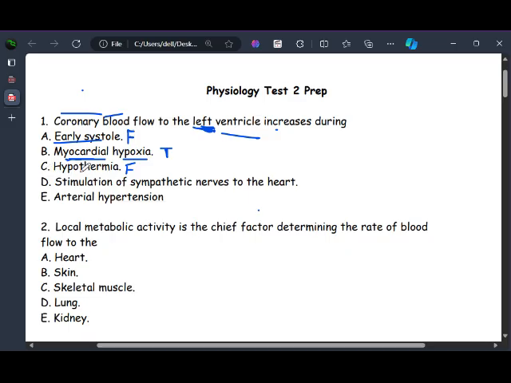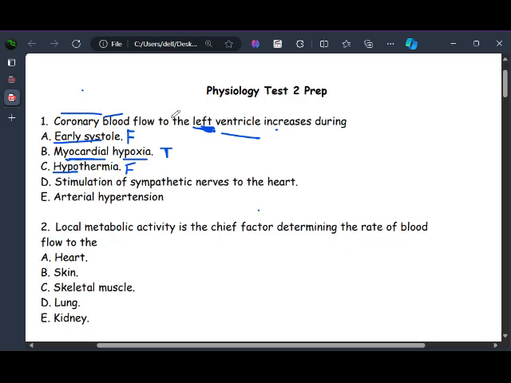What is hypothermia? That's having a lower than normal body temperature. That's what we are terming as hypothermia. So in that situation, you're going to have reduced coronary blood flow to the left ventricle and every other part of the heart itself. And this stimulation of sympathetic nerves to the heart.